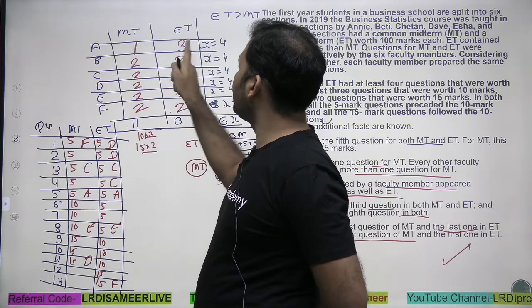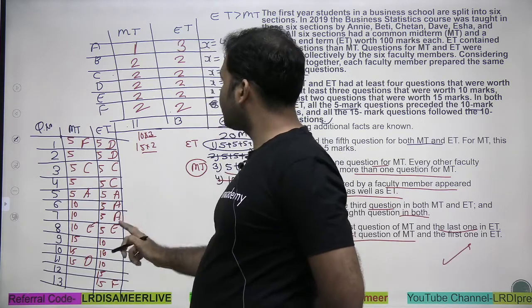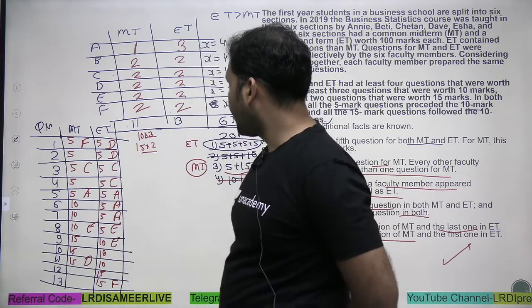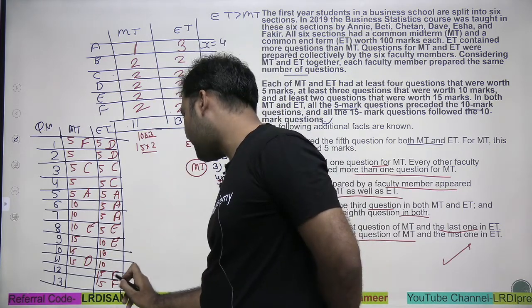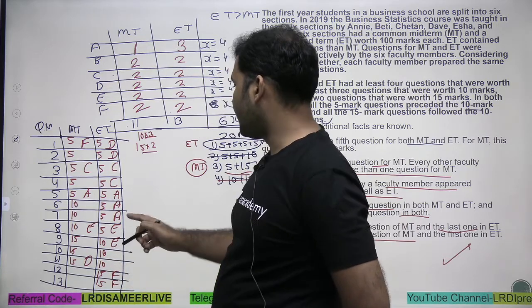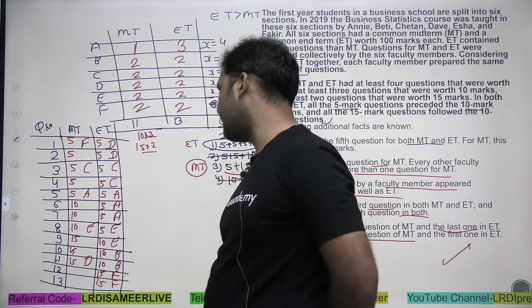A is preparing 3 questions of ET, so the next 3 questions will be of A. The next 2, E is preparing 2 questions, so next 2 questions will be of E. And now because F is also preparing 2 questions, question number 12 must be prepared by F. So these 2 will be left for only, we are done with A, only B, right? So these 2 questions must be prepared by B.